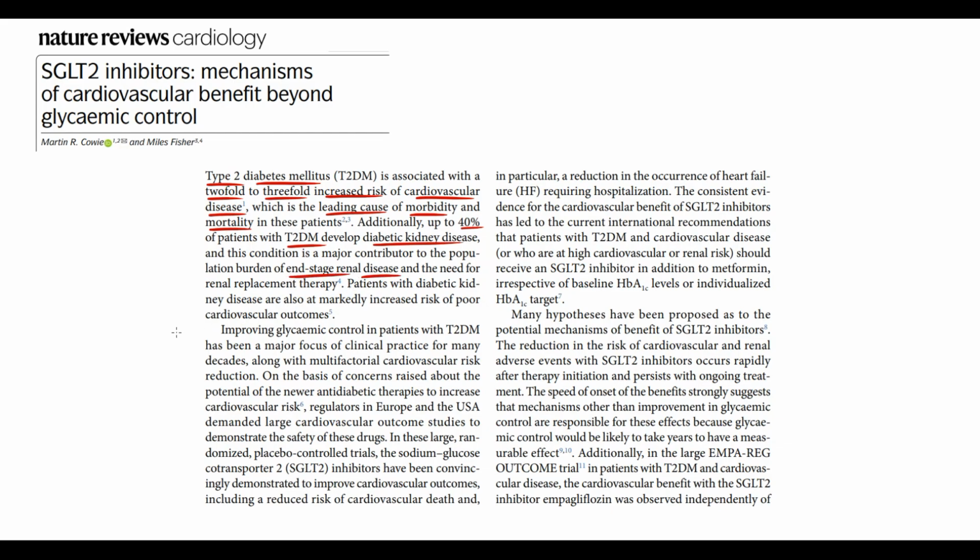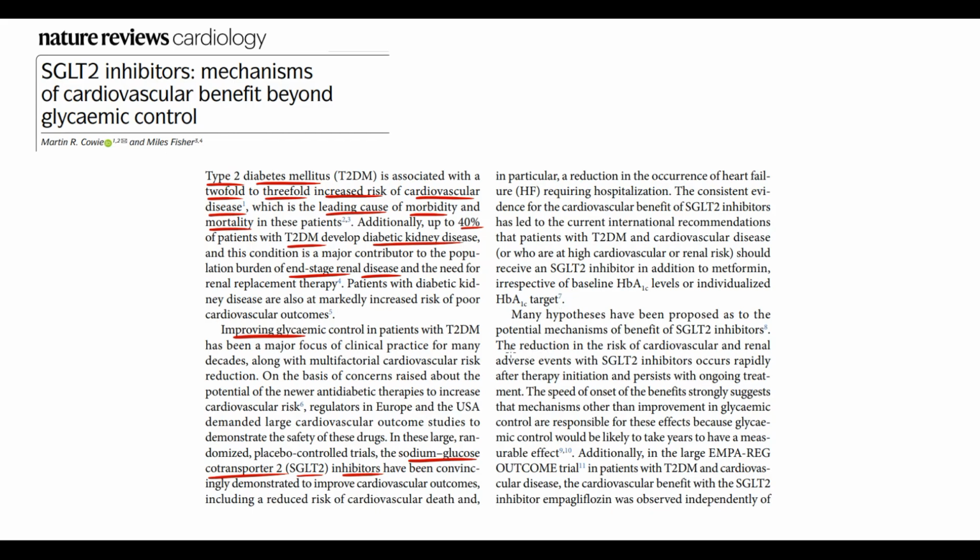The major problem in diabetes type 2 is elevated blood glucose level. So, the major therapeutic approach in this case is to improve glycemic control. In simple words, we have to keep blood glucose level within normal margins. And nowadays, we have a new class of drugs called sodium glucose cotransporter 2 inhibitors, so-called SGLT2 inhibitors.